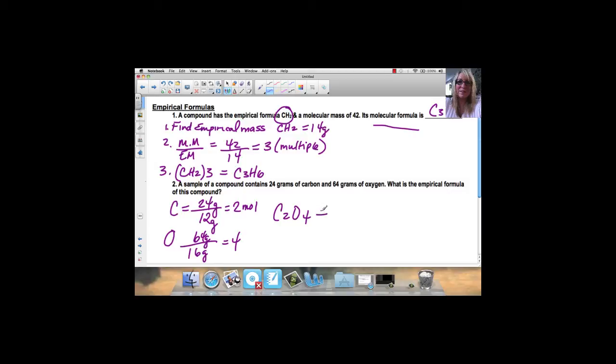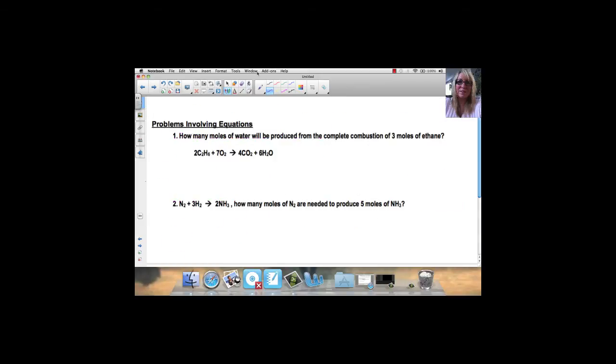They want the empirical. Remember, empirical means reduced. So 2 goes into 2 once, and 2 goes into 4 twice. So my empirical formula is CO2. Okay.